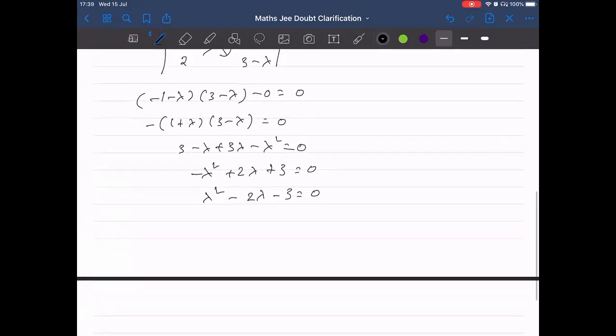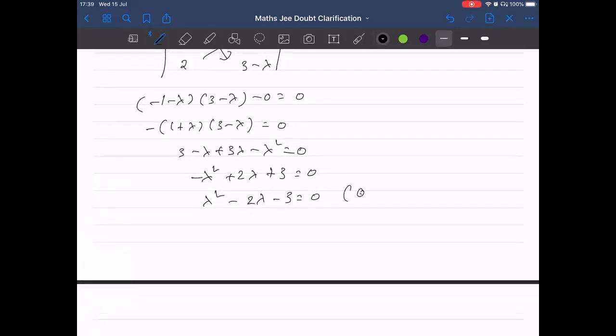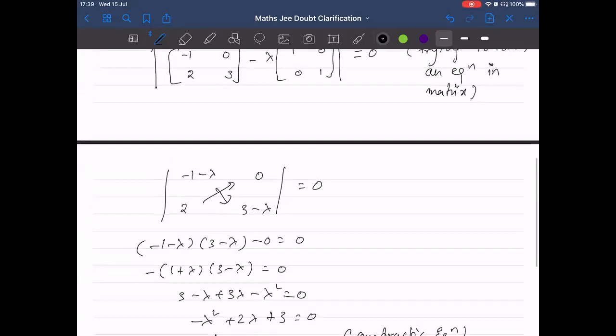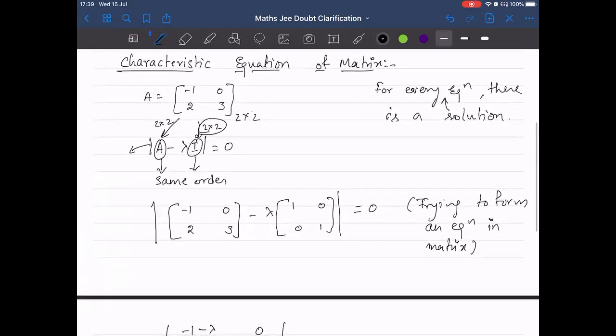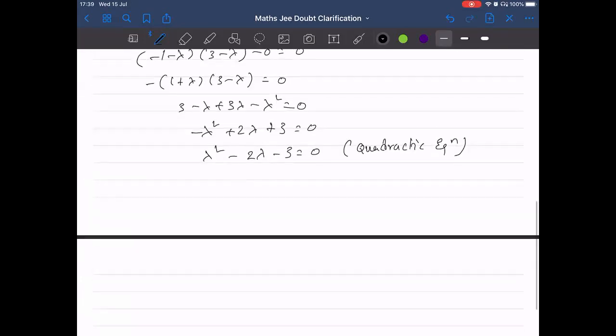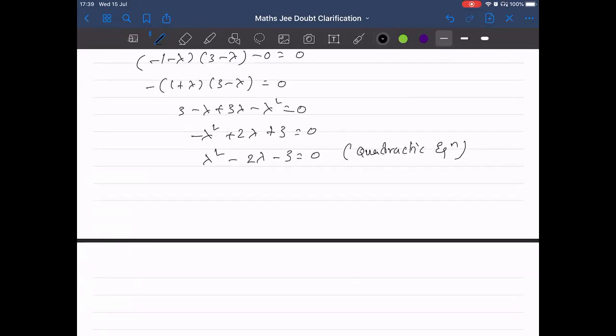So what is lambda? This is basically a quadratic equation. Why are we getting a quadratic equation? Because the matrices here are of 2 by 2 order. If the matrices are of 3 by 3 order, then we will have a cubic equation. A quadratic equation will generally have two roots.